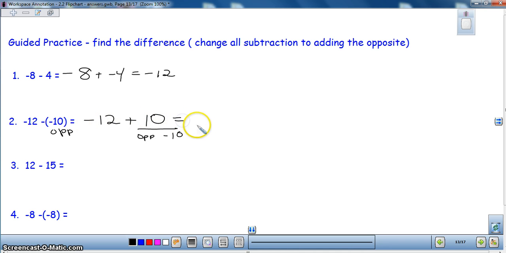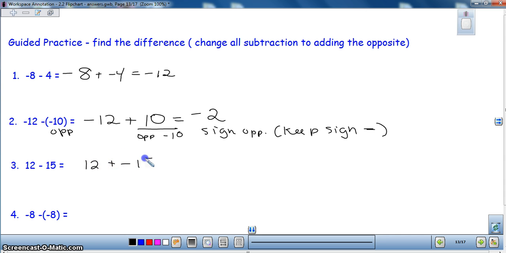Negative 12 plus 10. Signs are opposite. What do we do when signs are opposite? We actually want to subtract 2. But we have to keep the sign of the larger number. Keeping the sign of our larger number means we want to keep the negative sign. Our answer would be negative 2. 12 minus 15. 12 plus negative 15. Signs are opposite, just like the problem above. Larger number is negative. Our answer will be negative. 15 minus 12 is 3.